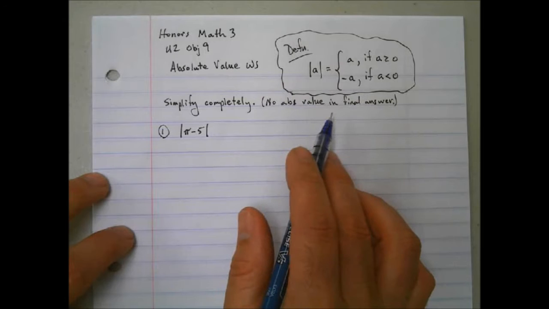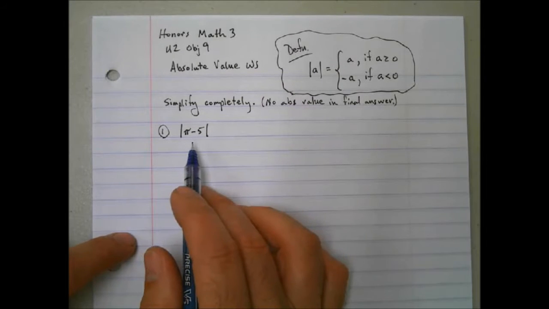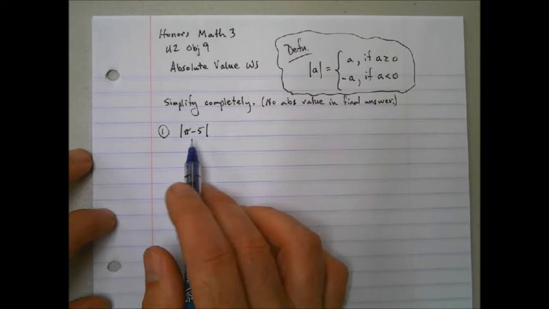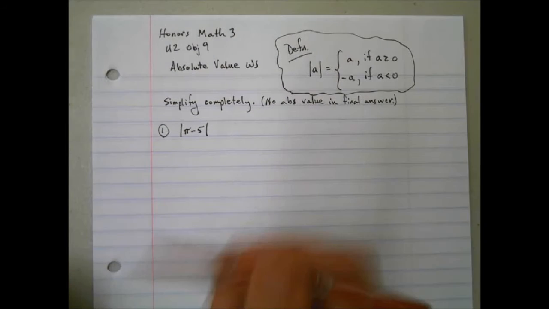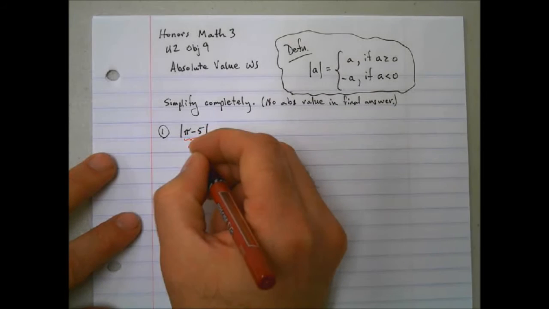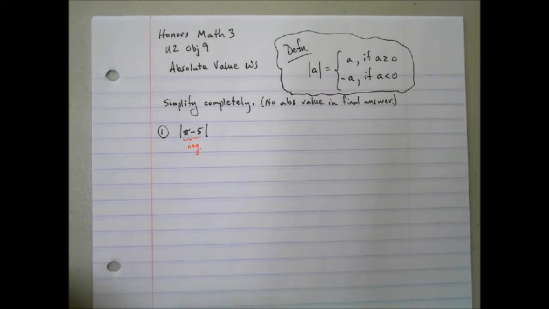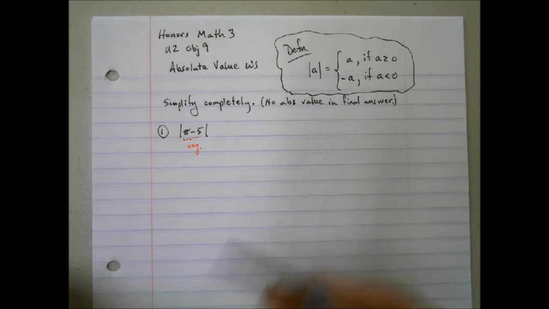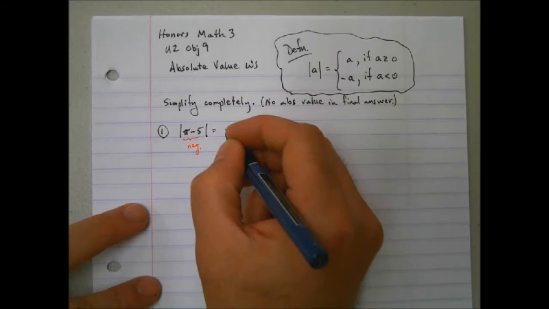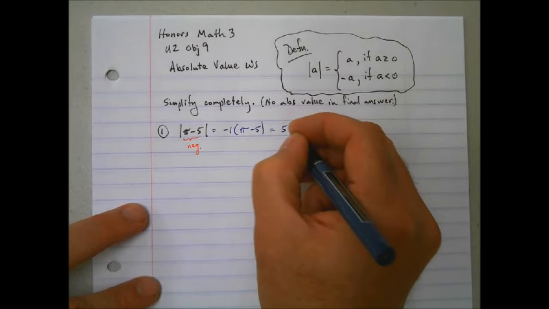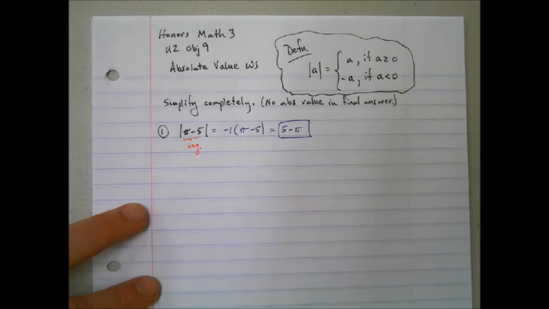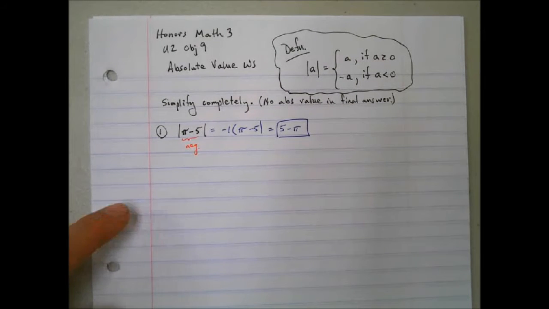So simplify completely. The final answer should have no absolute value. Pi minus 5. Now, we know that pi is approximately 3.14. So pi minus 5, wouldn't this be a negative value on the inside of the absolute value? And so if the inside is negative, then the rule says we multiply by -1, and we get 5 minus pi. Okay, that's all we want. That's the final answer. Now, negative pi plus 5 is the same thing.